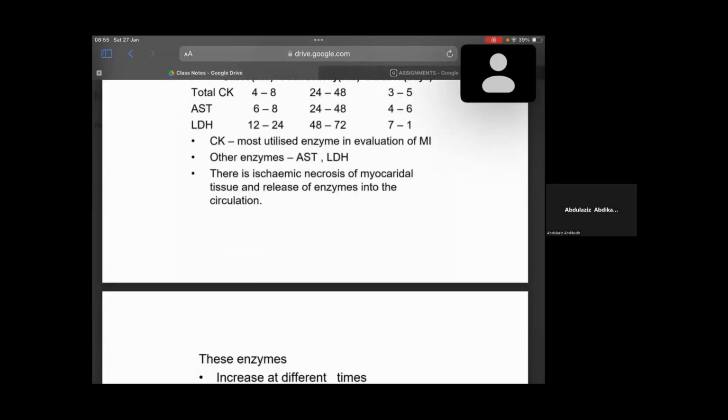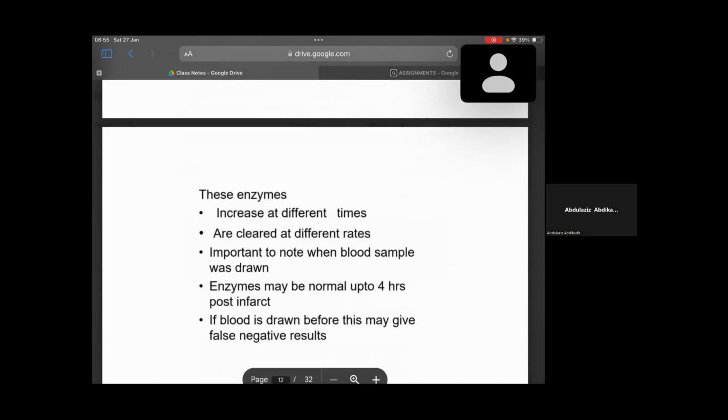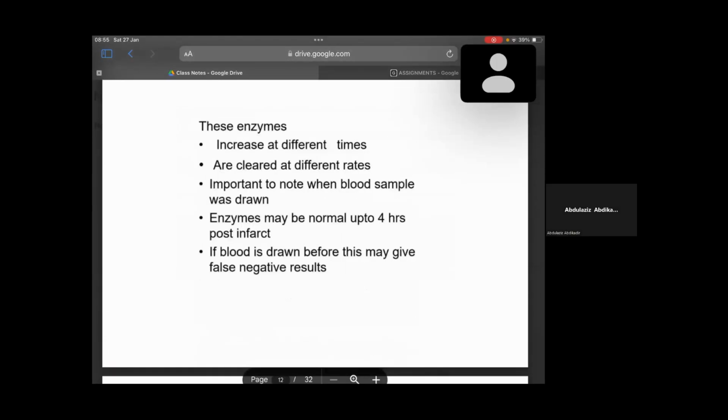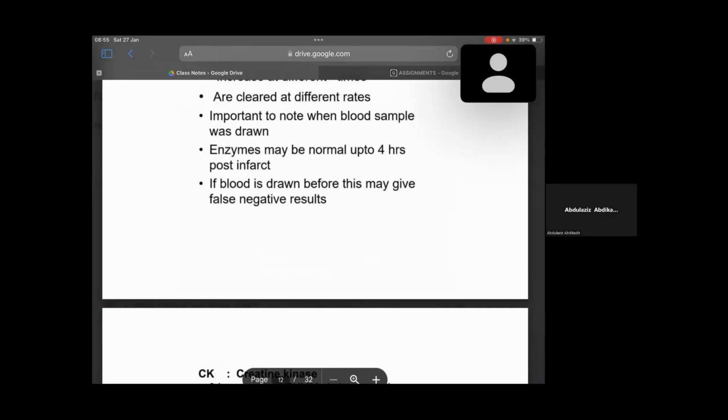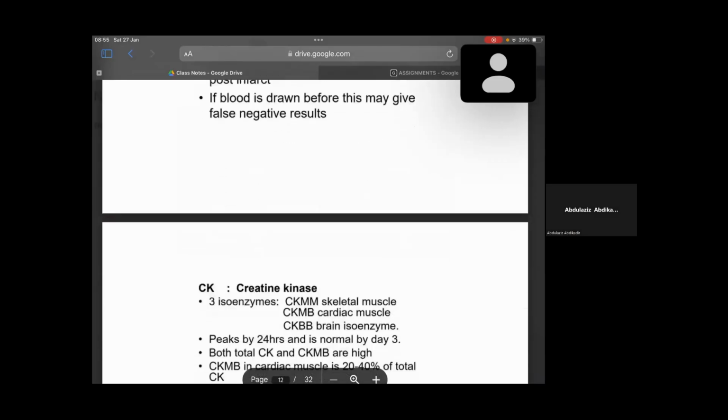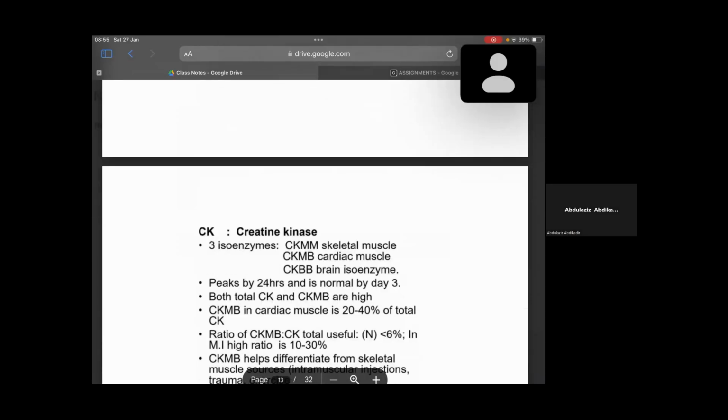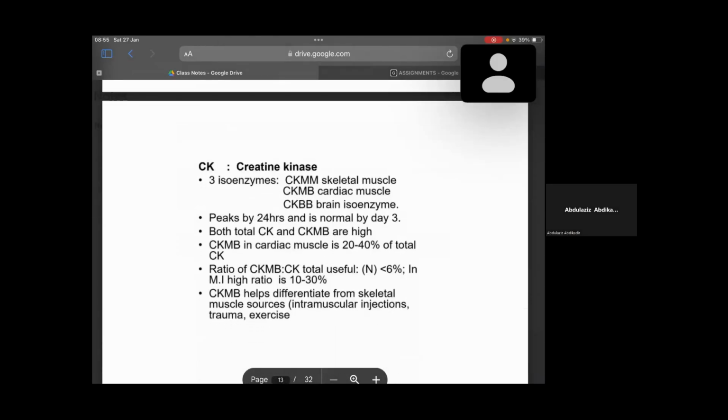So these enzymes, they rise at different times. They are cleared at different times. I will show you a graph for that. So it is important to note when the blood sample is being taken. This is what I was telling you. The enzymes may rise up to 4 hours post-infarct. So what happens to the patient who had an infarct 1 hour ago and is just taken to the hospital? If the blood is drawn, it may give false negative results. So we cover the 3 old ones, and we'll cover the troponins and the BNP.